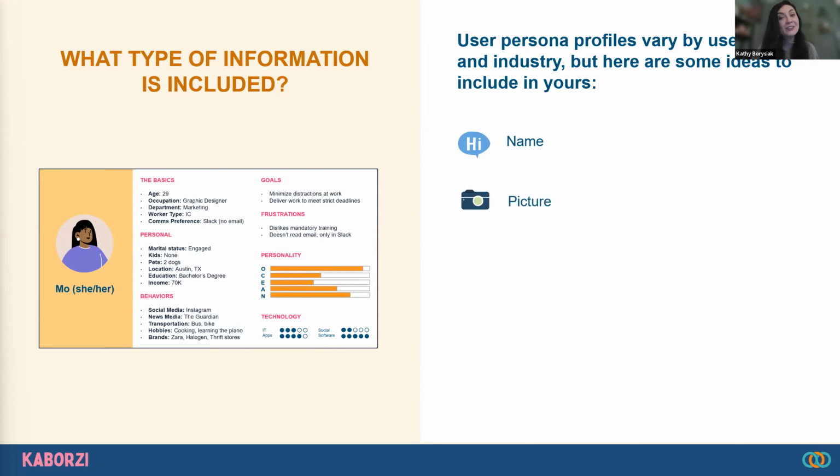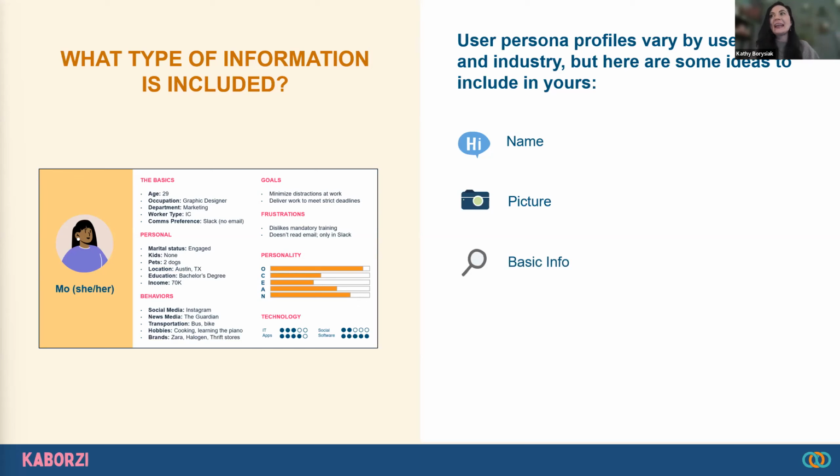Also, I have a picture of Mo, and I know it's a little bit funny in this instance because I'm using this more characterized, illustrated style, but find an actual photo of someone who represents your group, that archetype that you're looking for. That's going to help make it so much more tangible. You're really going to be able to humanize this person so much more once you're able to put a face to a name.